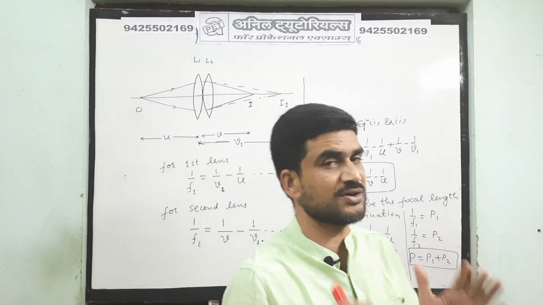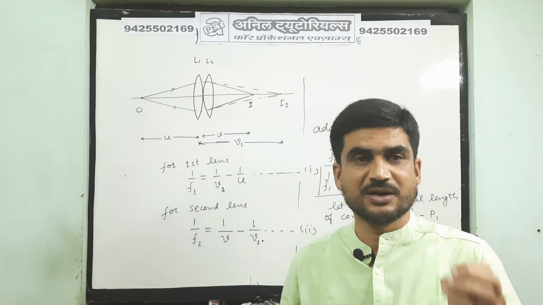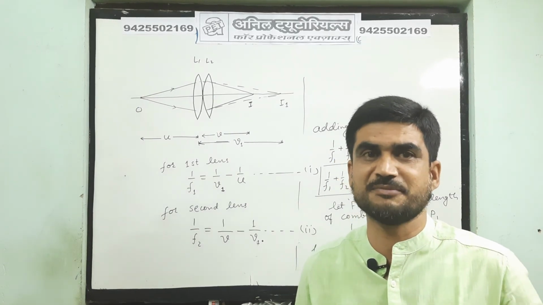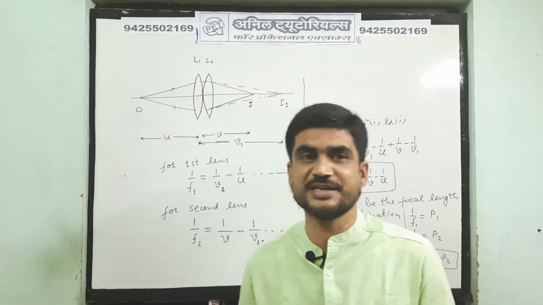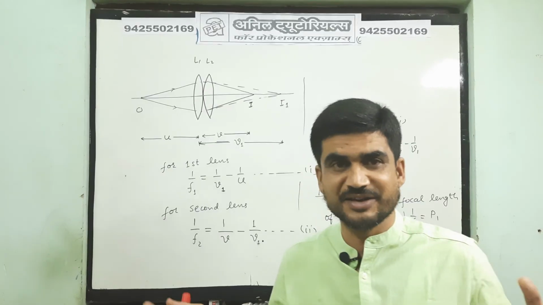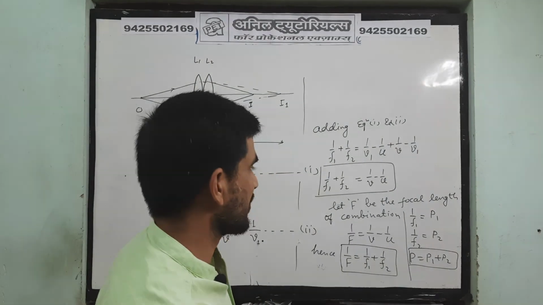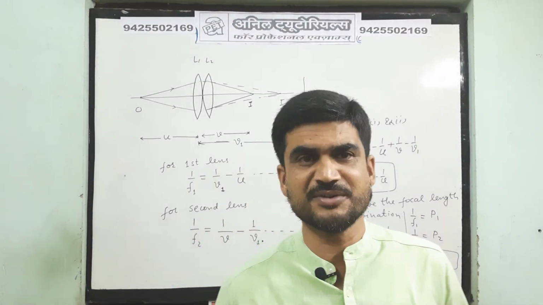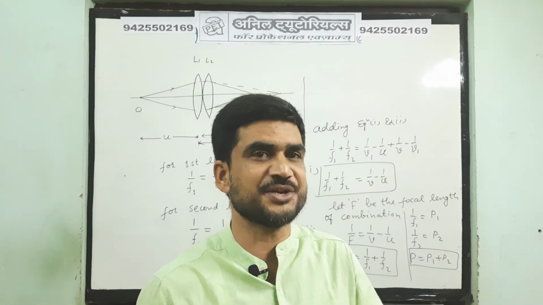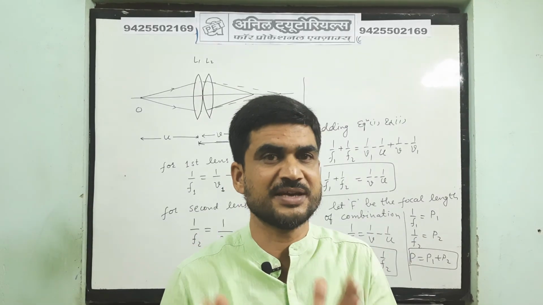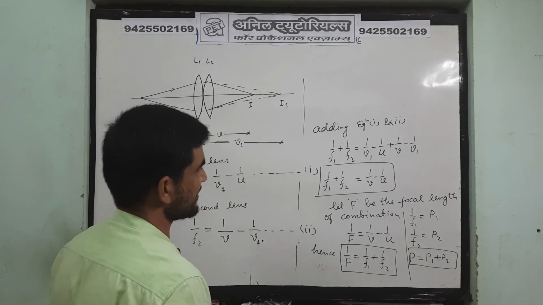So if one lens is convex and another lens is also convex, for a convex lens the power is positive, so plus plus they will be added and the power will increase. If one is positive and one is negative, suppose one is concave and one is convex, then when you add these two, the power will decrease. If the power of the concave lens is more than the power of the convex lens, then the whole combination becomes negative and hence the combination behaves like a concave lens. Okay, so this is the concept of the addition of two lenses.